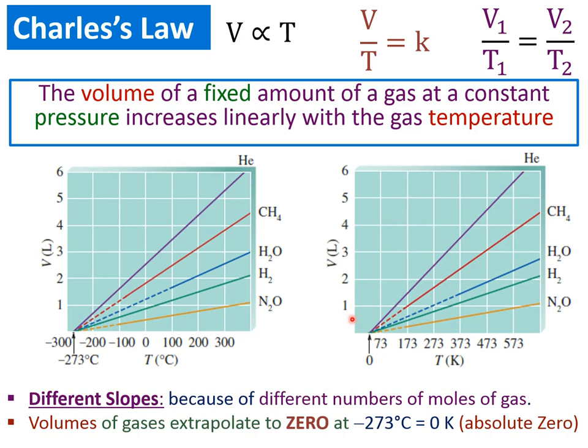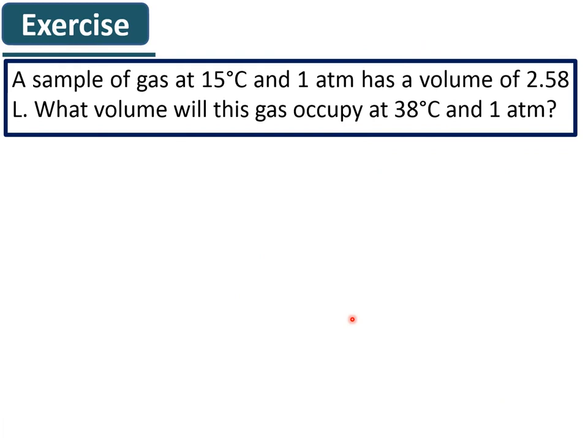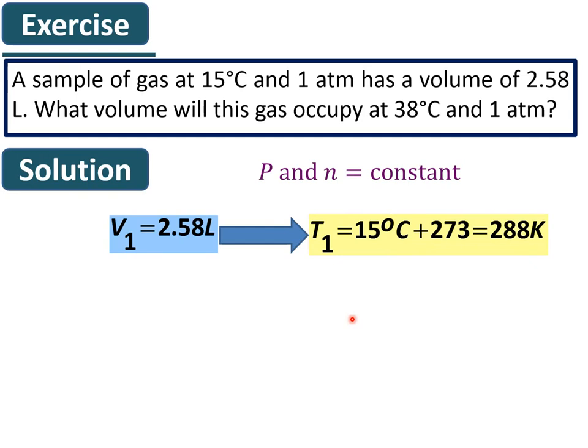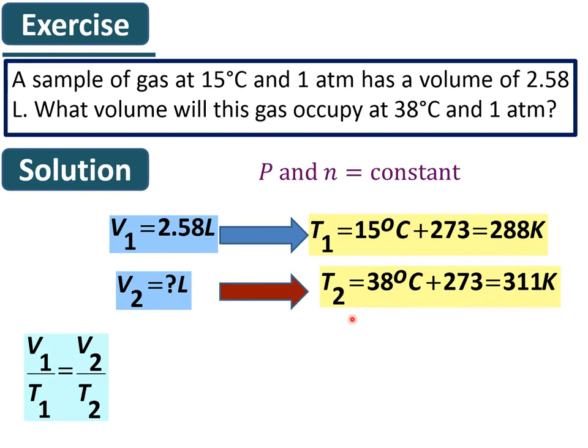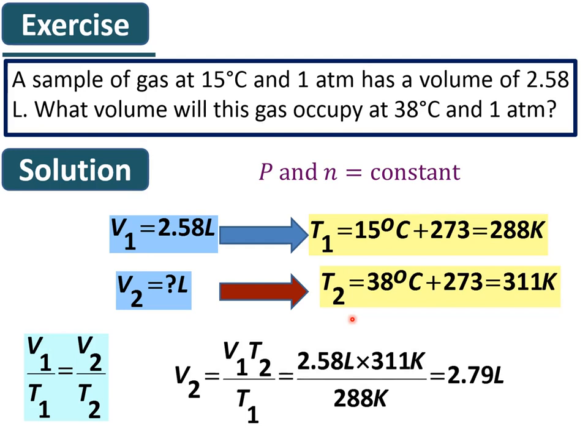As another example also for Charles' law, a sample of gas at 15 degrees Celsius, one atmosphere, has a volume of 2.58 liter. Of course, you should convert the Celsius to Kelvin in all of them. And now it is asking what volume will this gas occupy at 38 degrees Celsius. Okay, very simple, as in the example I gave, this is V1 and this is T1. It is asking about V2, so you apply the rule here, V1 over T1 equal to V2 over T2, and you can calculate V2 here. And this is the new volume.